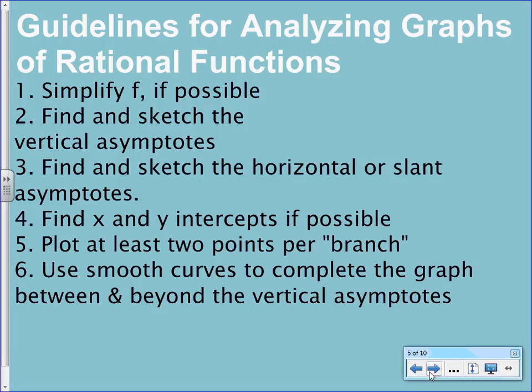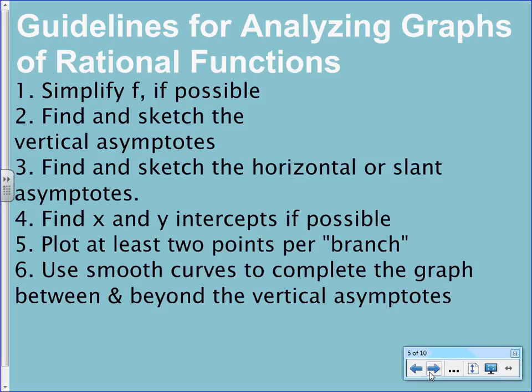The next thing you're going to do is identify all of your asymptotes. Where are your vertical asymptotes? Put them on your graph. Where are your horizontal asymptotes? Put them on your graph. That way you have an idea of what x values you need to pick to create your curve.